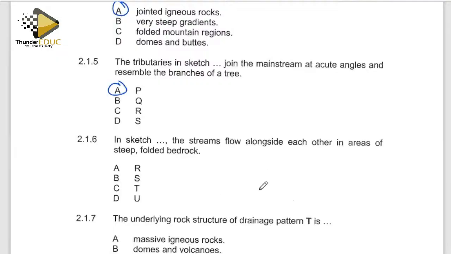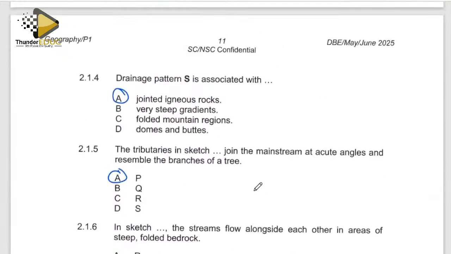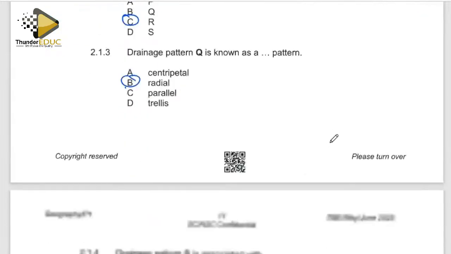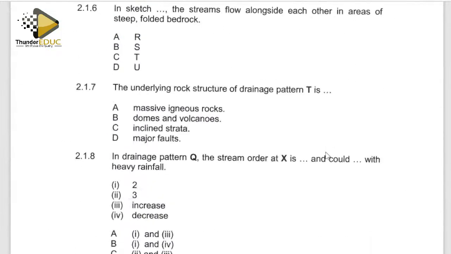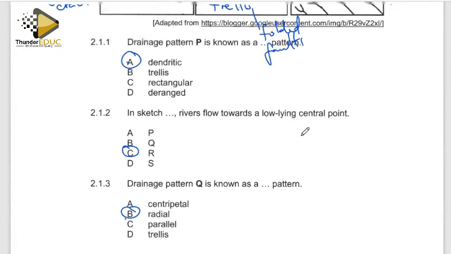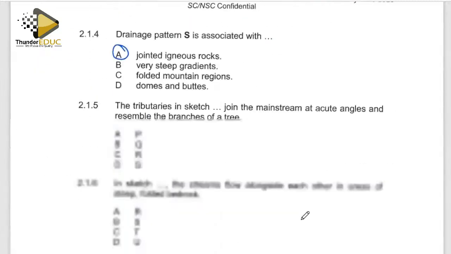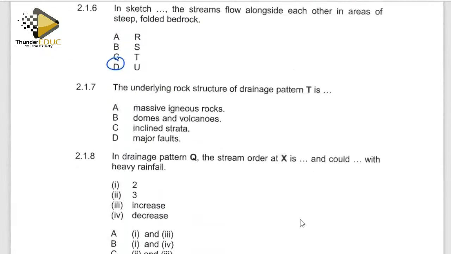216 in sketch dash, these streams flow alongside each other in areas of steep folded bedrock. Steep folded bedrock areas flowing alongside. This is parallel, which is U. So our response here is D. The underlying rock structure of drainage pattern T is, what is drainage pattern T? We check with drainage pattern T, right? This area, this we said is an area of major faults or folded areas. So it's major faults.